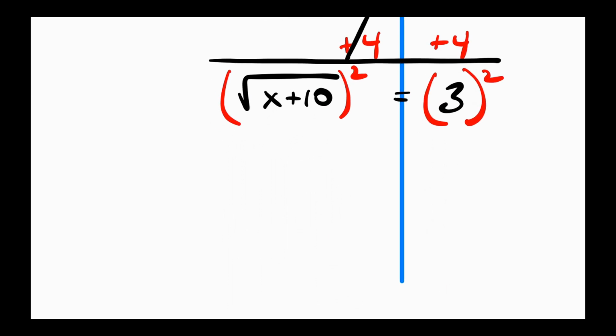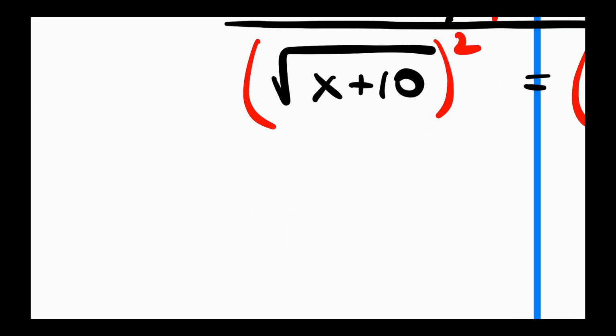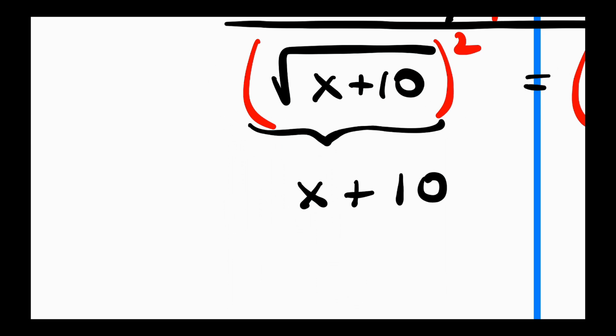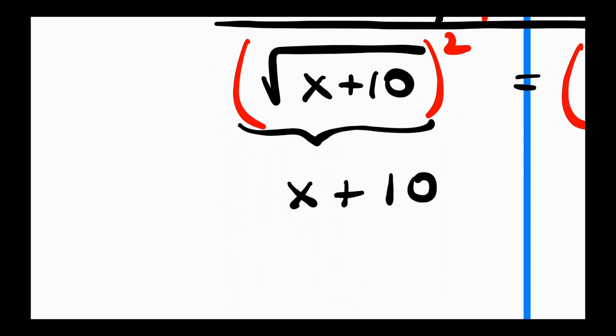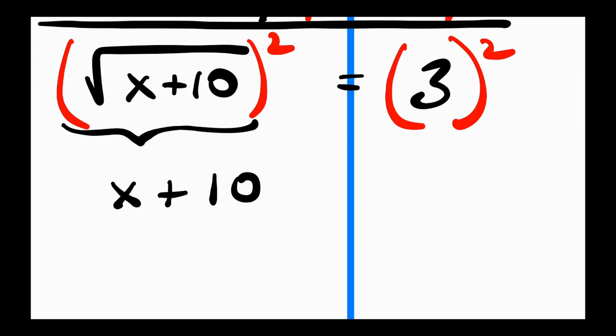Okay, look at the left. Doesn't the left side look like one of the problems we had up at the top? 1D, doesn't it look like 1D? So what do you think that's going to simplify to? Just a regular old x plus 10. Yep. The root and the radical sign and the power are going to cancel each other out. And then over here, what is 3 to the second power? Positive 9, yeah.